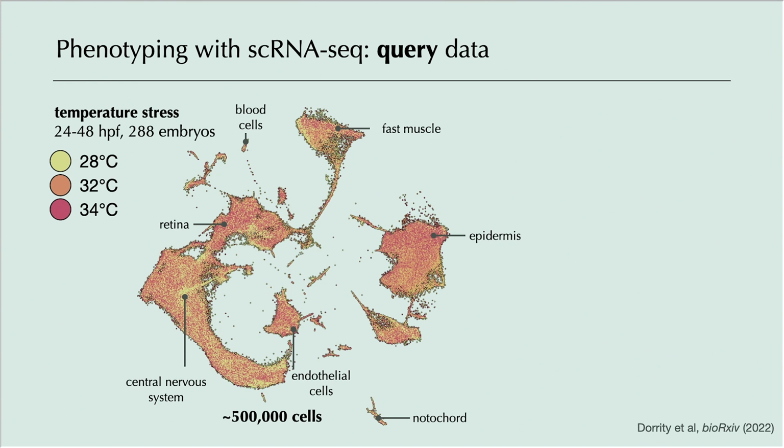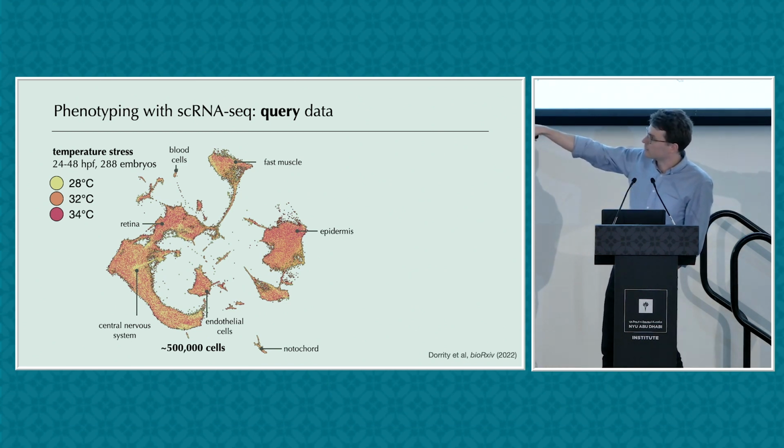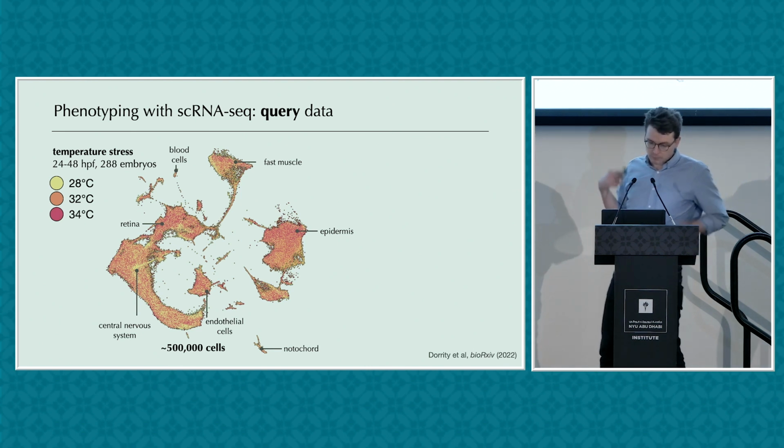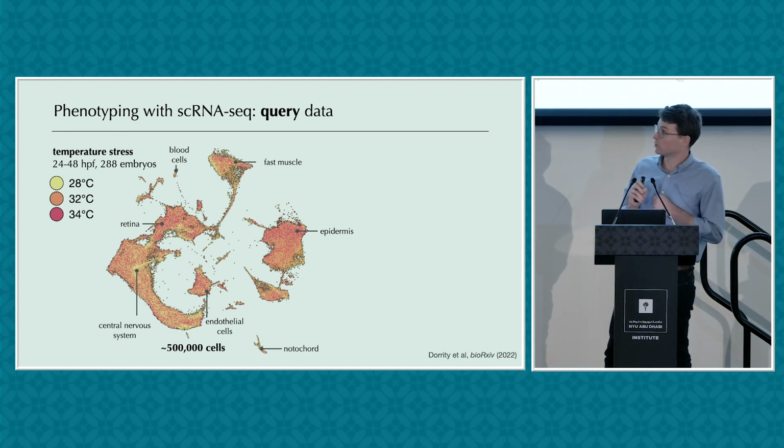And one important thing to note about these temperatures is that none of them actually crosses the threshold into a full-on heat shock for zebrafish. This is warm water, increasingly warm water. So as before, these points represent cells, and I've labeled some of the broad tissue groups. So together, this data set has about 500,000 cells. And with this, we can now start to unpack how each cell type responds to temperature, and whether some of them are more sensitive than others.